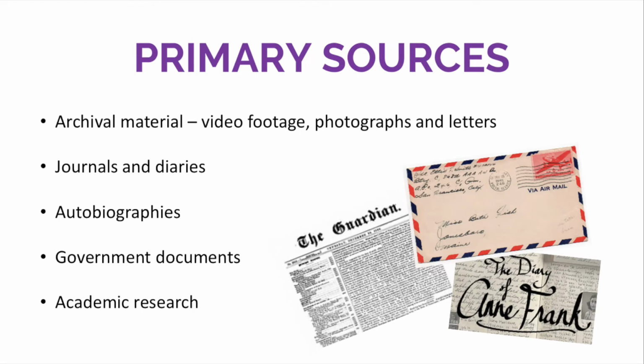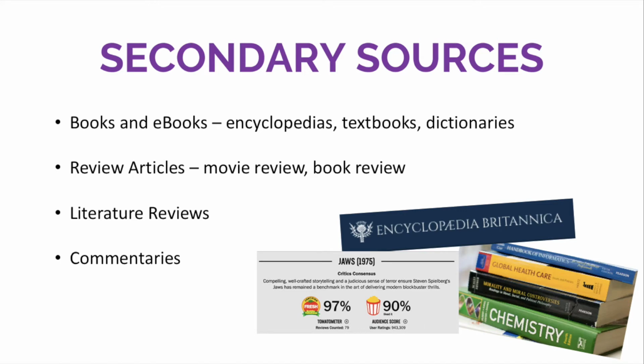Primary sources are original documentation and first-hand accounts of events. Examples of primary sources include archival material, such as video footage, photographs, or articles from the time, government sources, and published academic research. Secondary sources, on the other hand, interpret, summarize, or analyze primary sources. Secondary sources include most general websites, books, ebooks, some articles written retrospectively, and reviews.